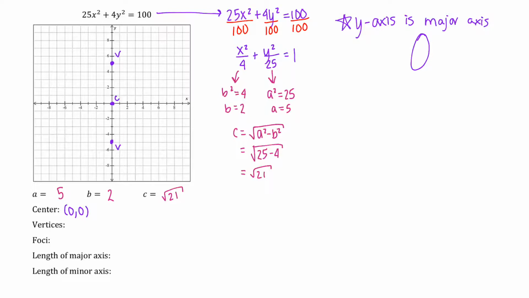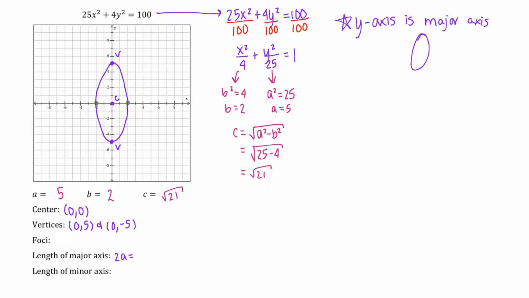Excellent. The co-vertices are going to be going left and right on the minor axis, so 2 units to the left, 2 units to the right. These are my co-vertices. I have enough information now that I can hopefully draw it better than that. You know, you do your best, but there's an ellipse. The vertices are at, let's see, 0, 5 and 0, -5.